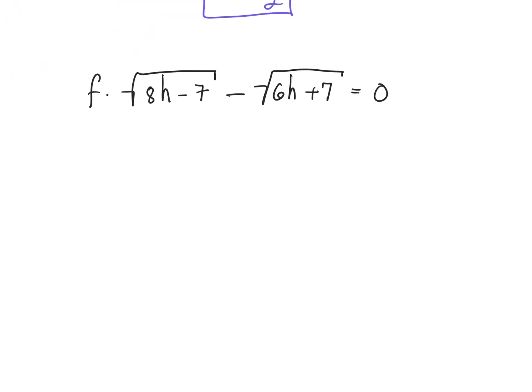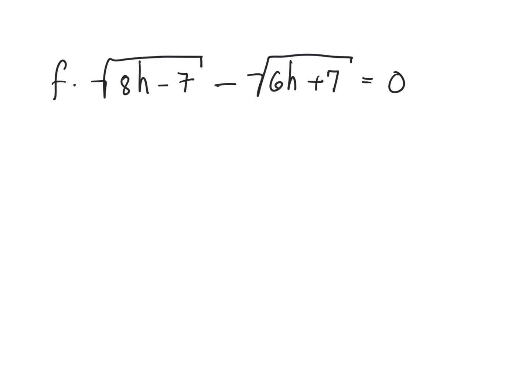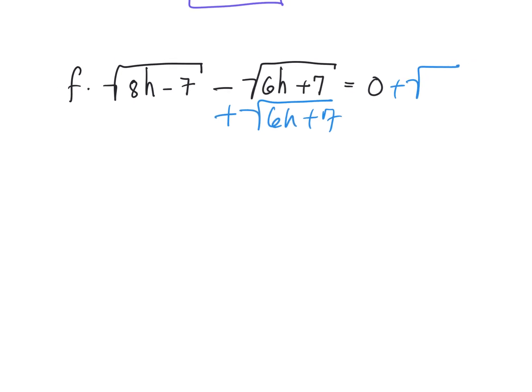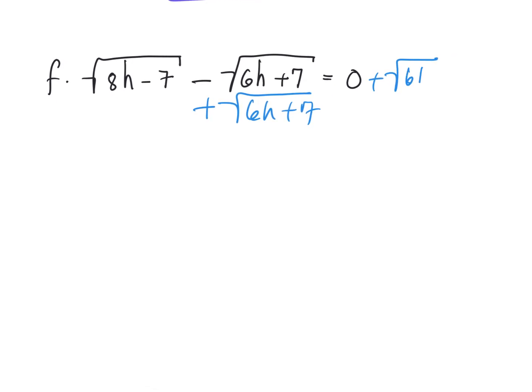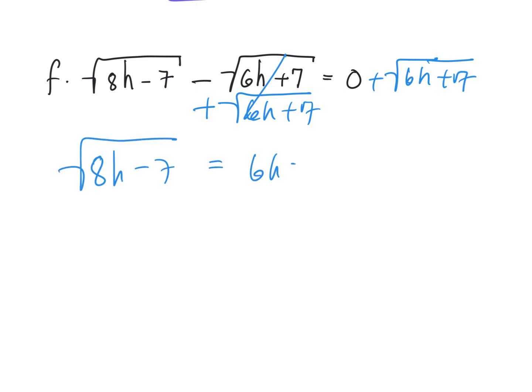Okay, letter F. Last but not the least. It's the same situation again. We're going to add root of 6h plus 7 on both sides. So we're going to have here 6h plus 7, and this will be cancelled out. What is left here is only 8h minus 7 is equal to 6h plus 7.